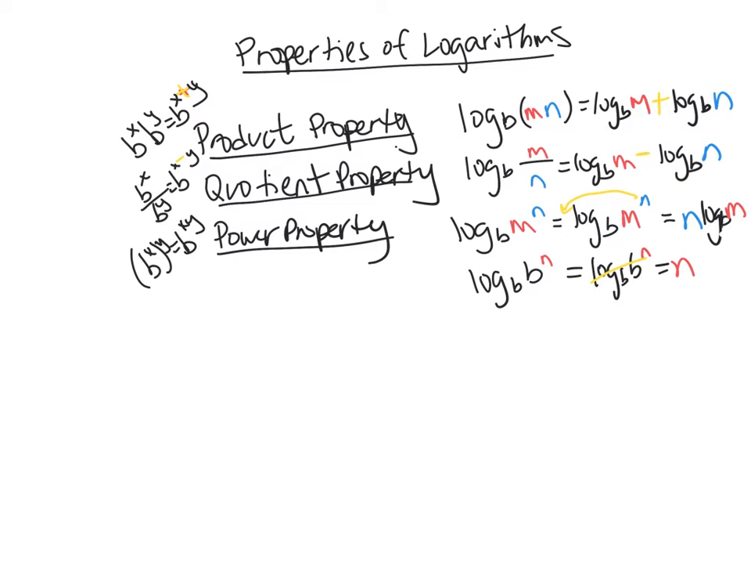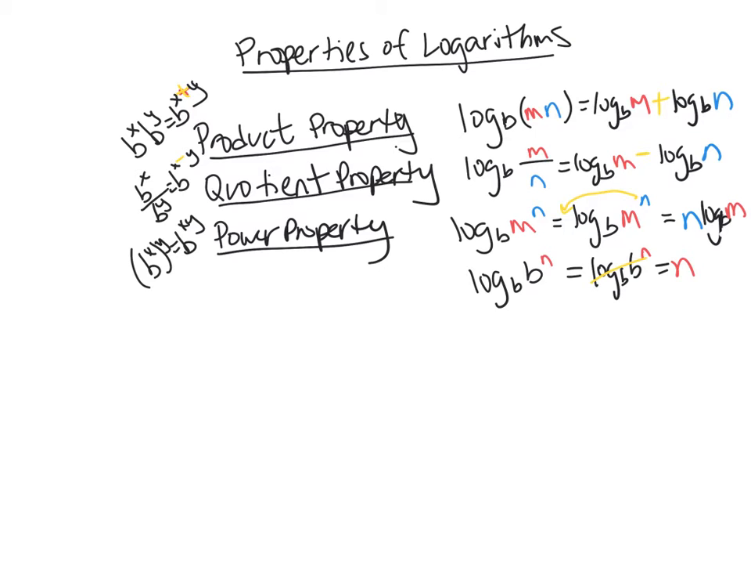Power property, if we look on the left at the exponential examples, b to the x, all of that raised to the y, equals b to the xy. So in logarithms, we have what's called the power property, which states if I'm taking log given a base of a number, I can take that exponent and move it into the front. So this is going to be the exponent n times log base b of m.